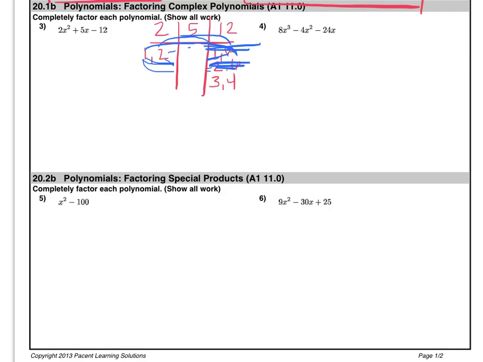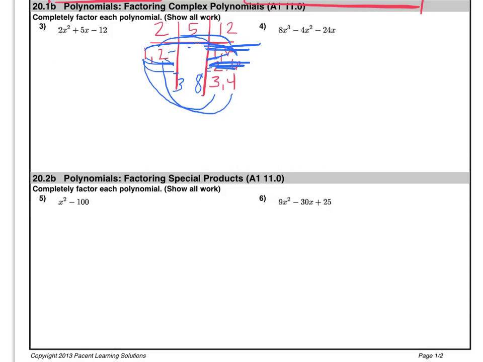So I'm going to try the 1 with the 3, which gives me a 3, and the 2 with the 4, which gives me an 8. And that will combine to make a 5. Okay? But we have to remember that we want the positive 5. So which of these numbers has to be positive? Well, the 8 has to be the positive, so the 3 has to be the negative.